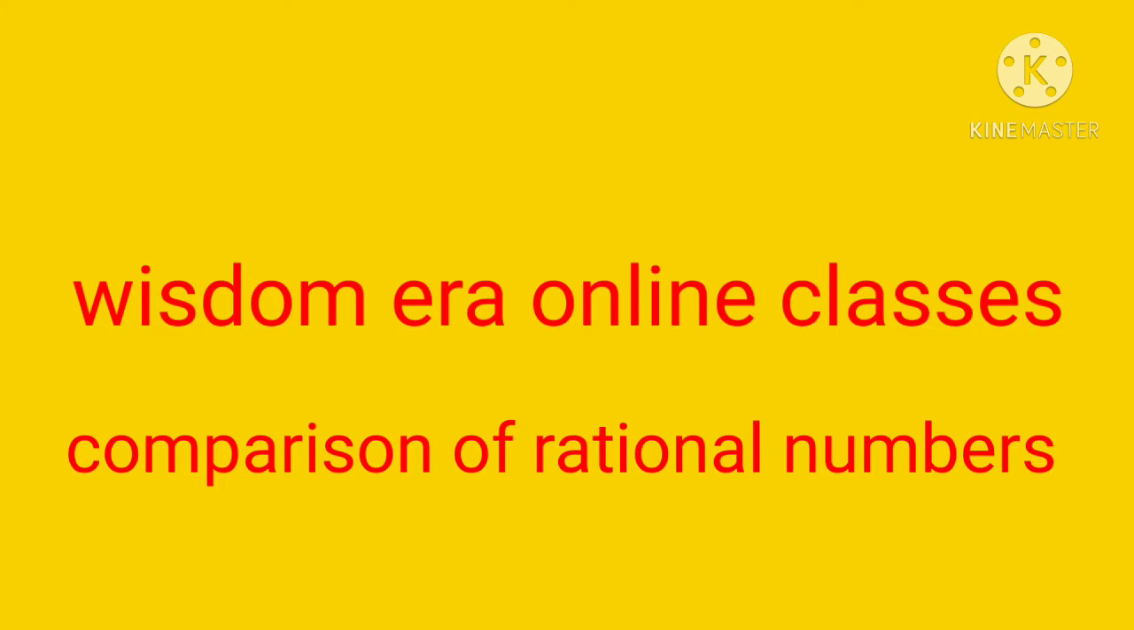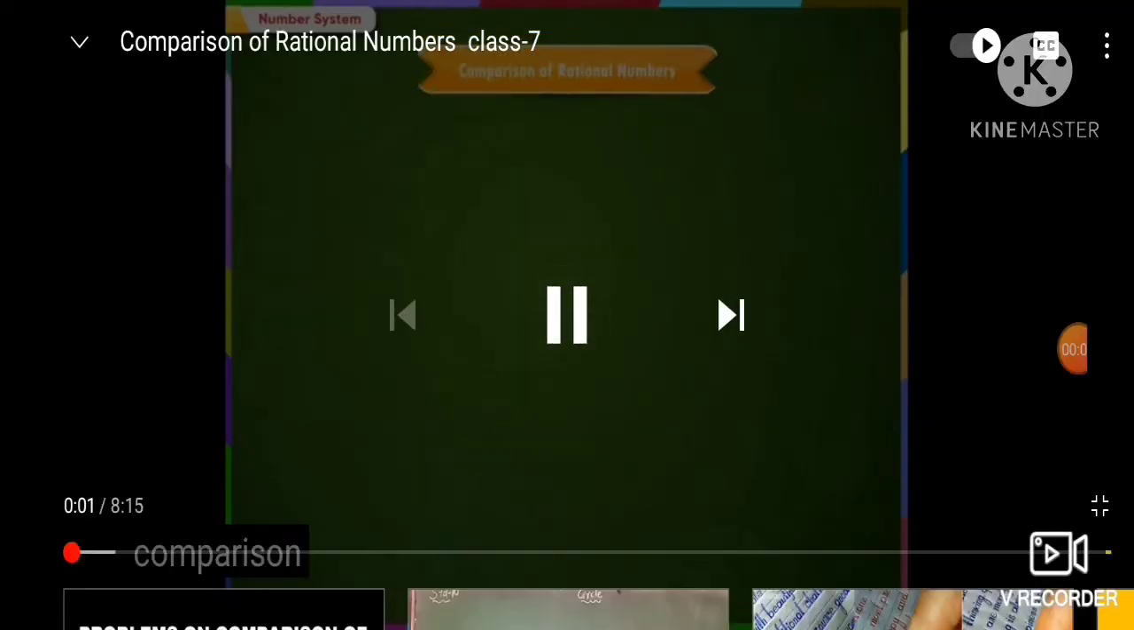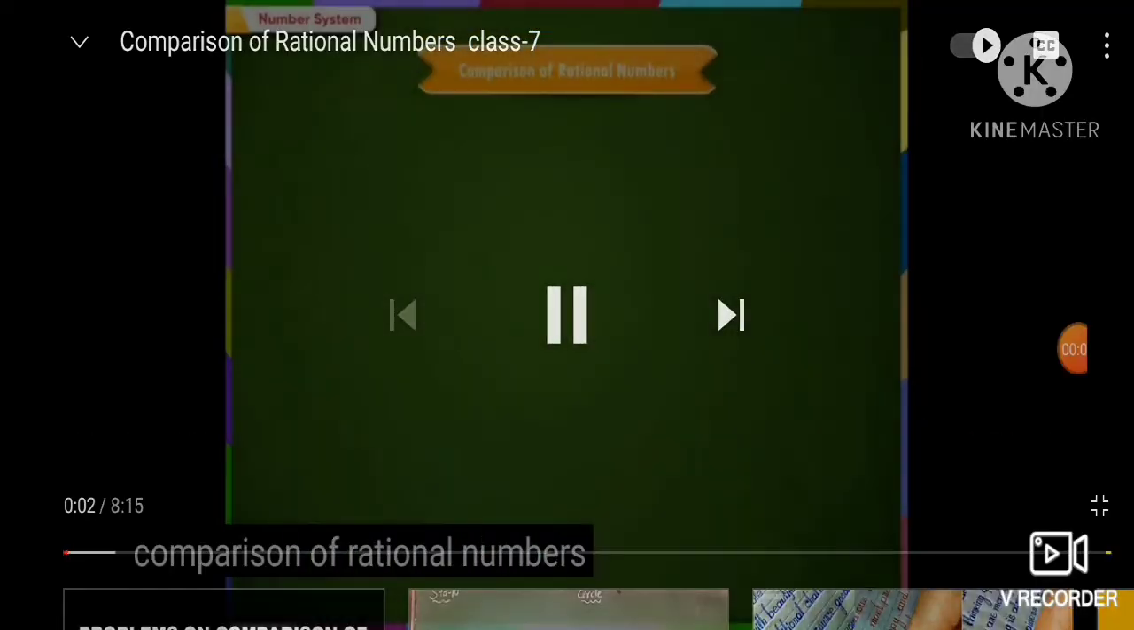We know how to compare two integers or two fractions and tell which is smaller or which is greater among them. Let us now see how we can compare two rational numbers. Two positive rational numbers can be compared and two negative rational numbers can be compared. So let us go with some methods for comparison of the rational numbers.